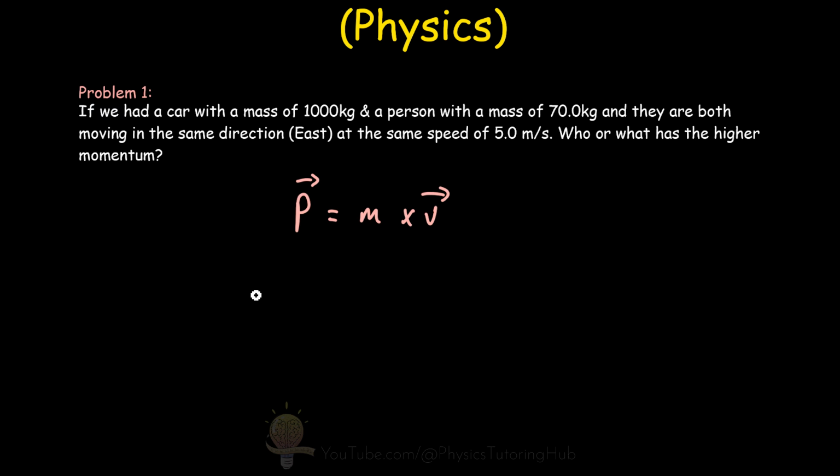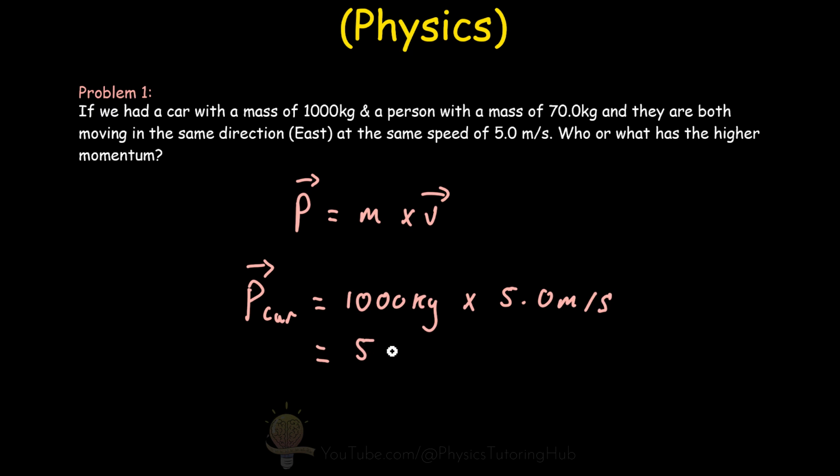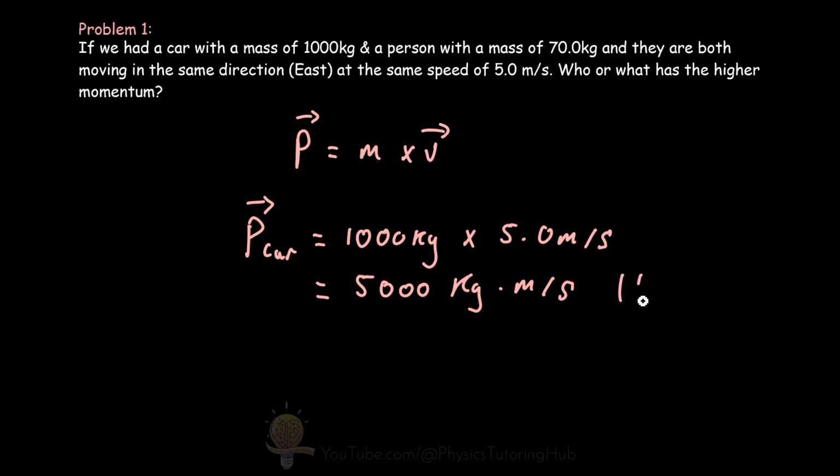So the momentum for the car is equal to its mass, 1,000 kilograms, multiplied by its velocity of 5 meters per second. And we get a value of 5,000 kilograms meters per second. And this is directed towards the east.